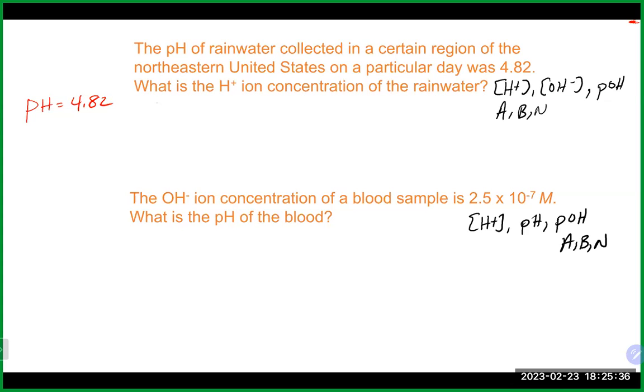So remember that the pH plus the pOH will equal 14. That means that the pOH would equal 14 minus my pH of 4.82. And that's going to give me 9.18 it is. Again, at this point, you have a couple of options. Now that you have the pOH, you could also get the OH minus concentration from it.